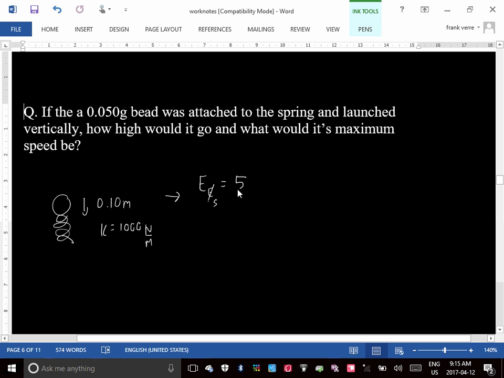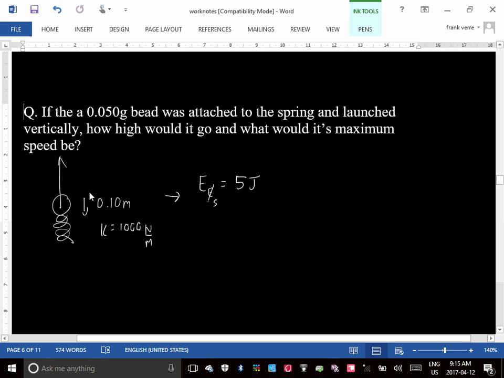We worked it out that it's what, 5 joules? Okay. So right now, if I put a bead on that spring and I push it down 0.10 meters, there is a potential energy in that system of 5 joules. As soon as I let go, what's going to happen? The bead is going to fly up. It's going to shoot up.